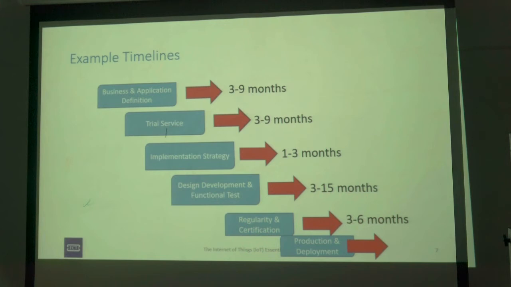Regulations take up to 6 months, I mean, to work with the government. You know how the government is. And if you are unlucky and you start applying for this regulation when the government shuts down, that will be awful. And then after that, production and deployment.